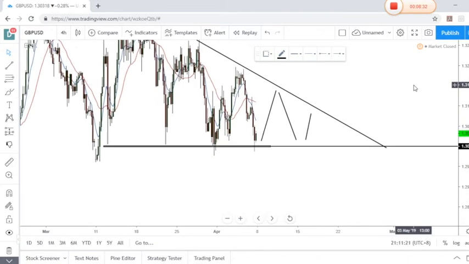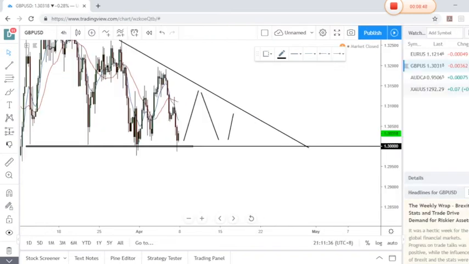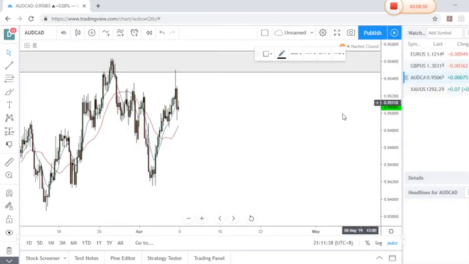However, if this pound dollar managed to break below this downside, I still wouldn't trade yet, because it's still not in my favor. What I want is for this pair to go even higher in the future. So let's move on to our AUD/CAD.